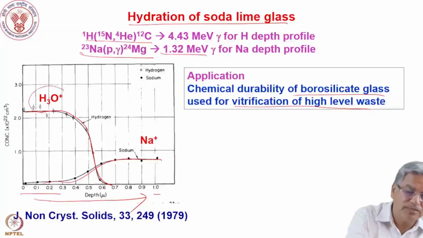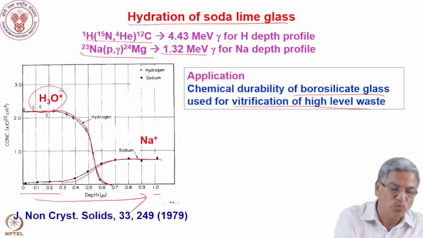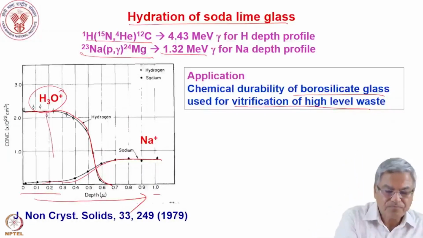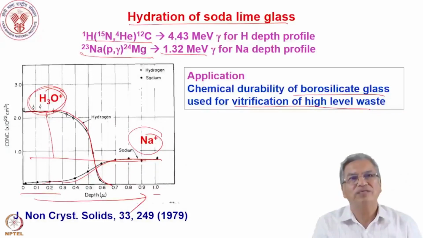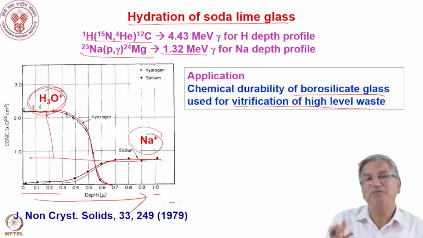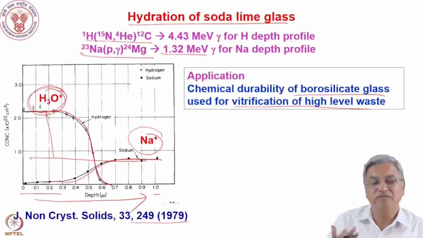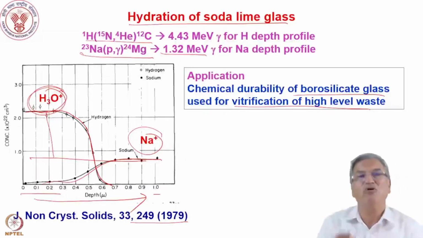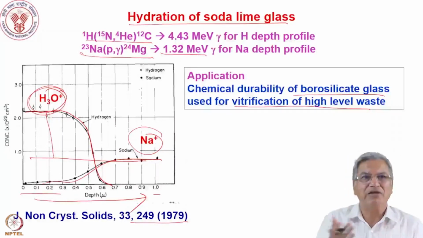And another important thing is that water is not coming in as H plus, but as H3O plus, hydrated hydrogen. From the ratio of the signal due to hydrogen and sodium in the NRA spectrum, you can find out the form in which hydrogen is getting into the glass. So this was a very important study. Way back in 1979, it was studied, and it in fact led to the understanding of the mechanism of interdiffusion between the alkali metal ion in the glass and hydrogen in the water.